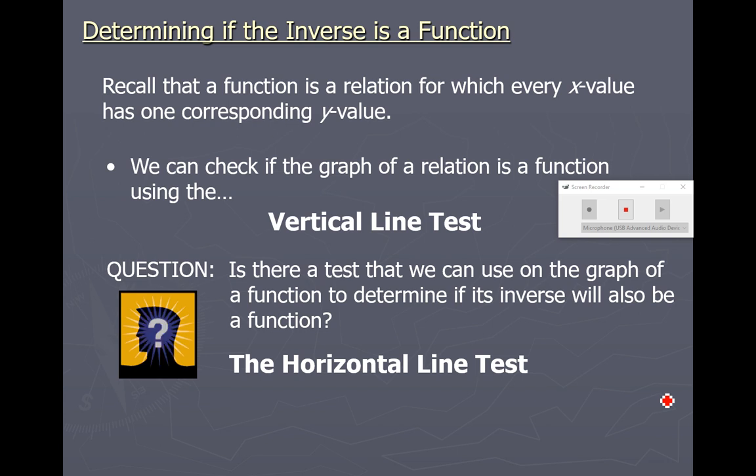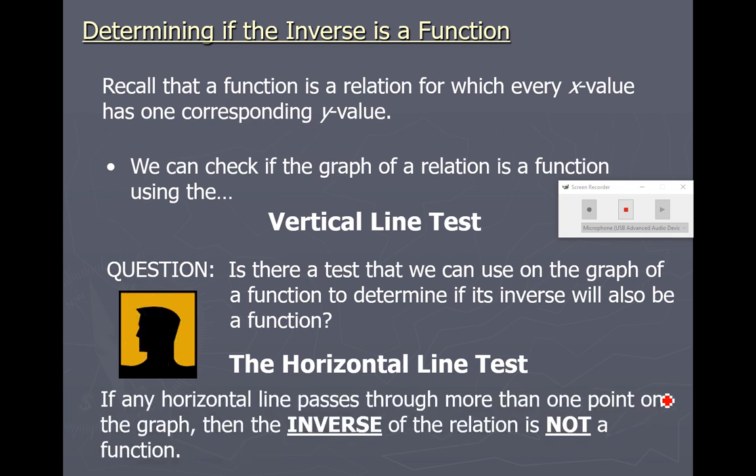But I mentioned the horizontal line test because it does come up later on. If any horizontal line passes through more than one point in the graph, then the inverse is not a function. So there is a vertical and a horizontal line test. The vertical line test tests if something's a function. The horizontal line test tests if the inverse will end up being a function.